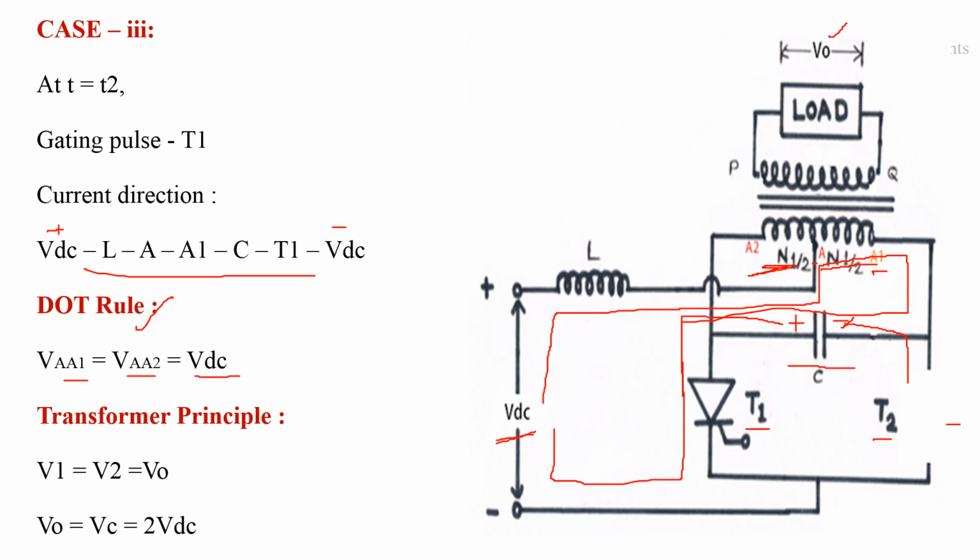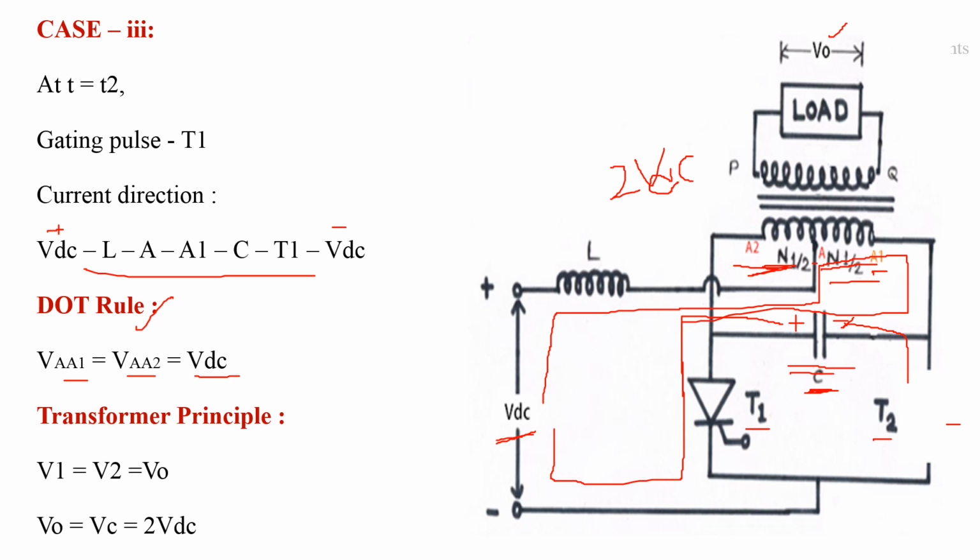And the total primary voltage here is the summation of this part voltage and this part voltage, that is nothing but 2 VDC. And here the capacitor is connected across the primary winding of the transformer. So the total primary winding voltage appears across the capacitor, that is V1 is equal to Vc.